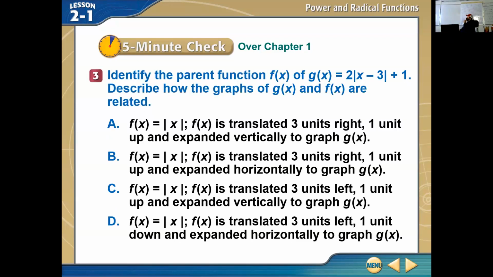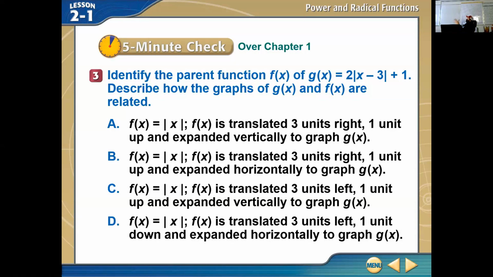This one, identify the parent function of g of x, which is equal to 2 times the absolute value of x minus 3 plus 1. Describe how the graphs of g of x and f of x are related. So first, ask yourself, what's the parent function? Well, it's the absolute value of x. So that doesn't help us eliminate any answer choices.